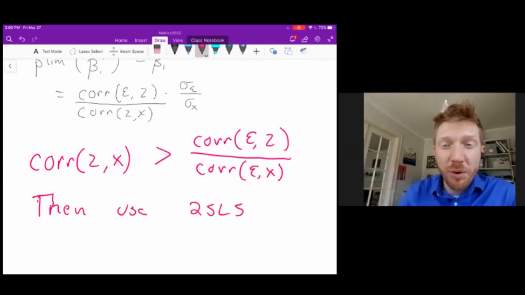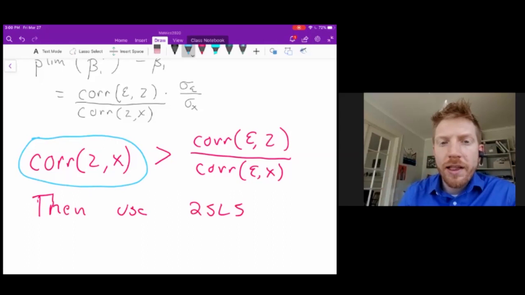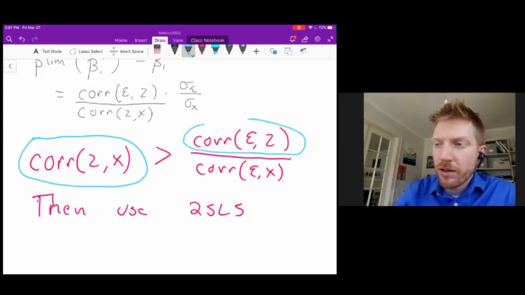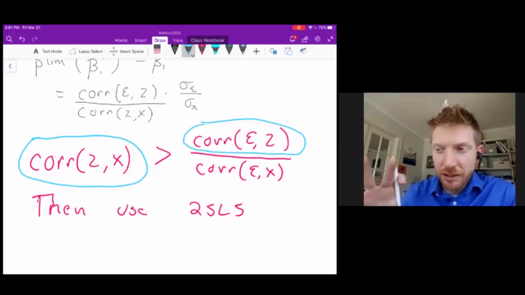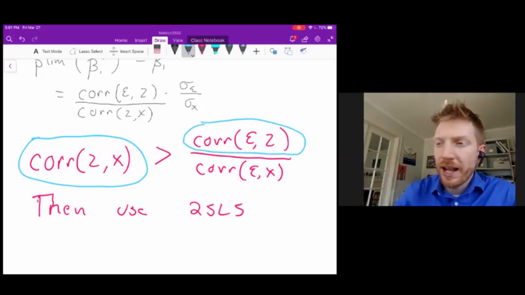But if we have both a weak instrument, meaning small correlation, and we have a stronger correlation between the error term and Z, if those things are happening, then we're going to want to use OLS.